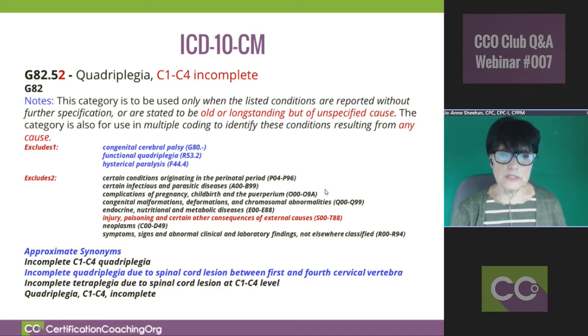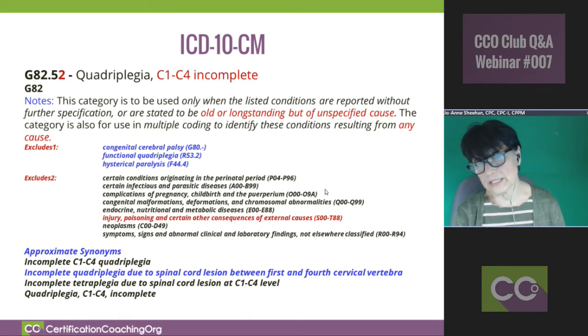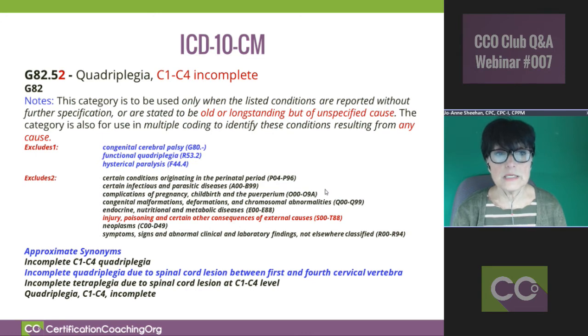The doctor may also use different terms for quadriplegia, C1 through C4 incomplete. He could just write incomplete C1 through C4 quadriplegia, or incomplete quadriplegia due to spinal cord lesion between first and fourth cervical vertebra. Incomplete tetraplegia due to spinal cord lesion at C1 to C4 level, and then quadriplegia C1 through C4 incomplete, which is how it's presented in your ICD-10 manual. But they all mean the same thing. So you have to know, based on what the doctor writes, where to look. Okay, so we know that the injuries start at C4. So G82.52 is absolutely correct, and I would go with that code.